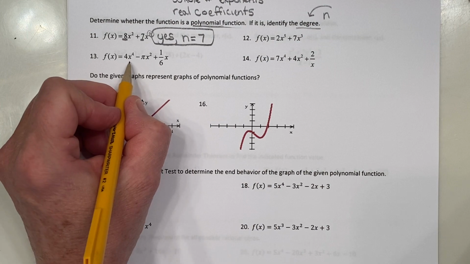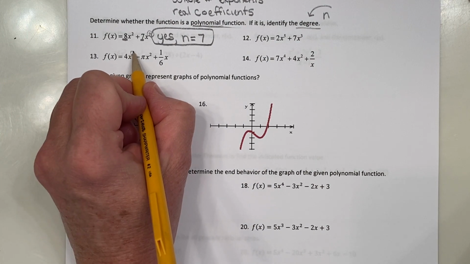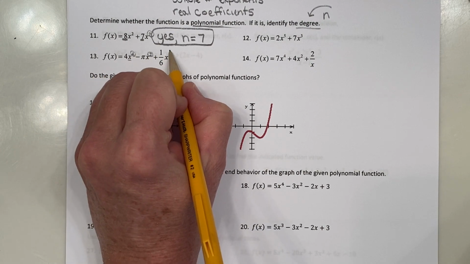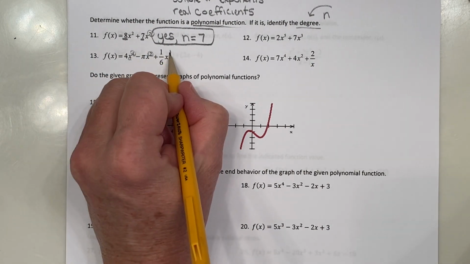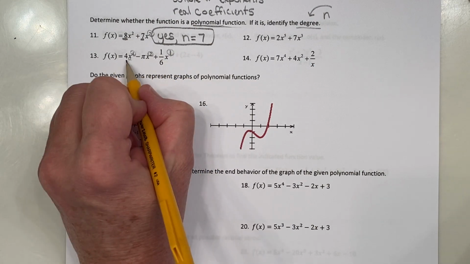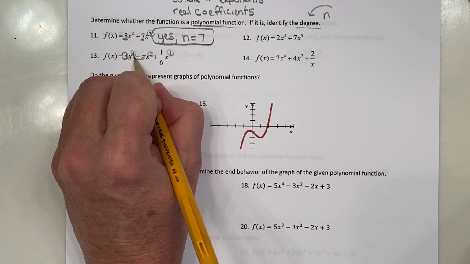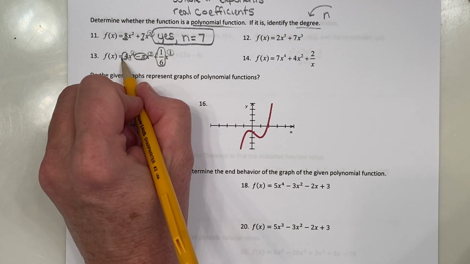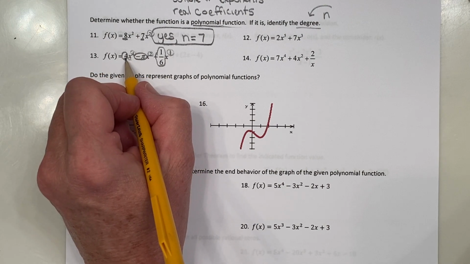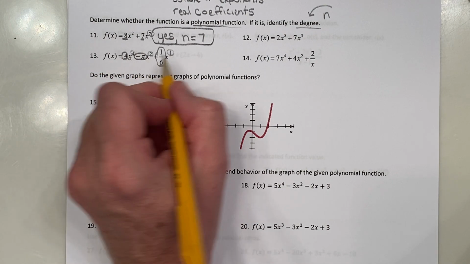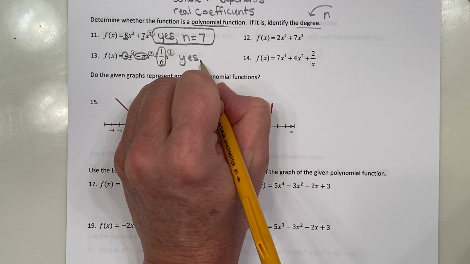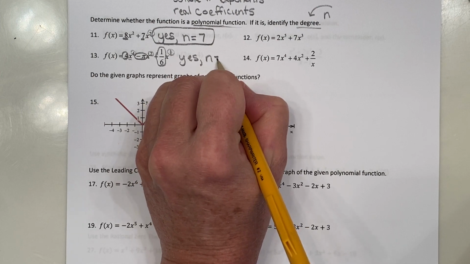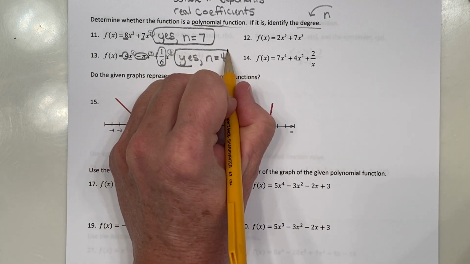All right, for 13, is this a polynomial? Well, first thing I do is I look for the exponents on the base of x. So 4, 2, and this is an understood exponent of 1. Yes, those are all whole numbers. Then I look at the coefficients, 4, negative pi, and 1/6. Those are all real numbers. They're not imaginary. I don't see any lowercase i to suggest I have imaginary coefficients. So this function is a polynomial. And the highest exponent we saw was 4, so the degree is 4. It's a 4th degree polynomial.